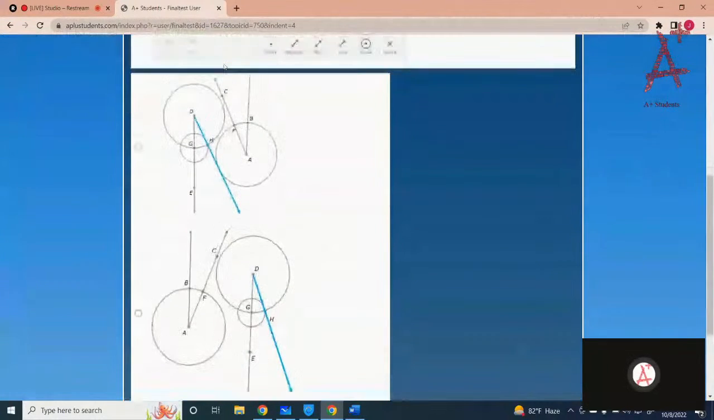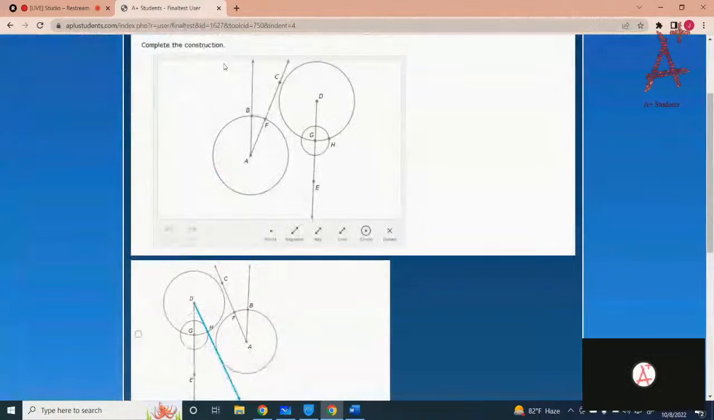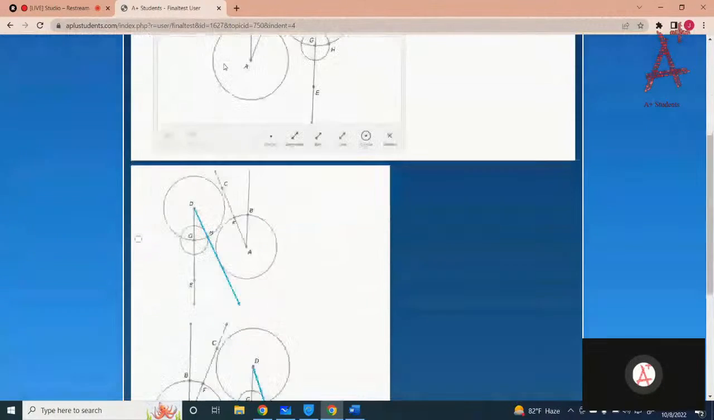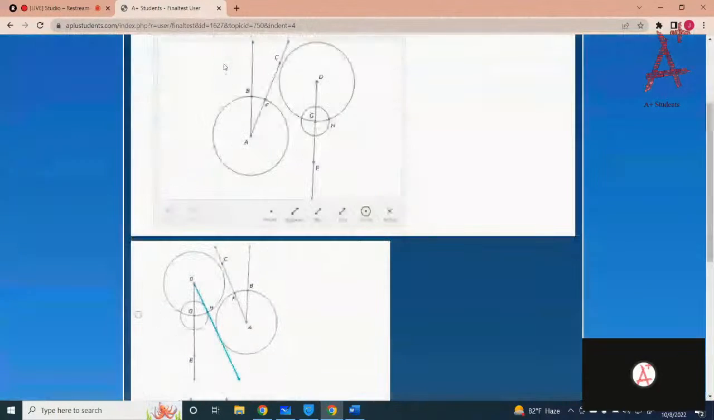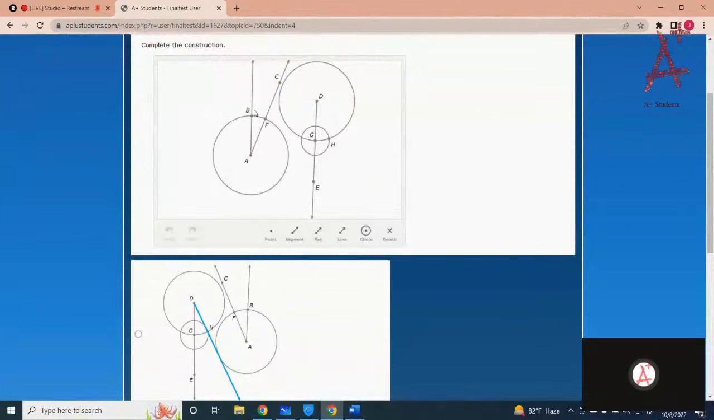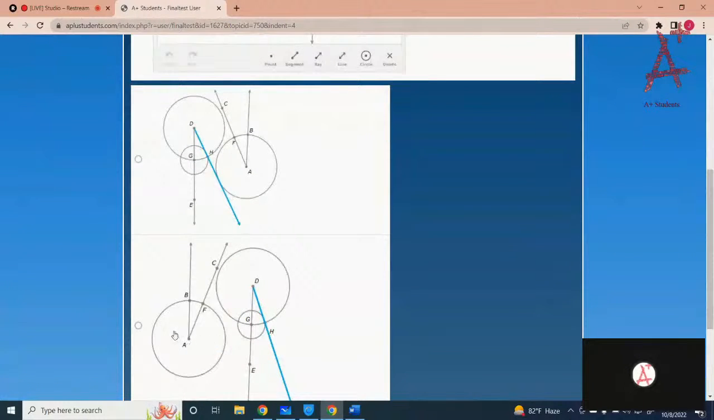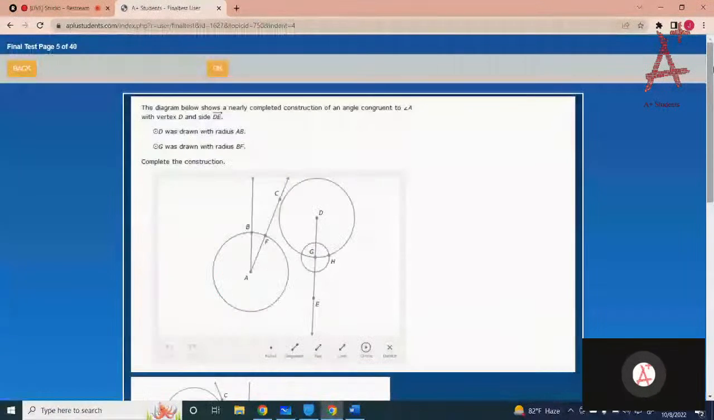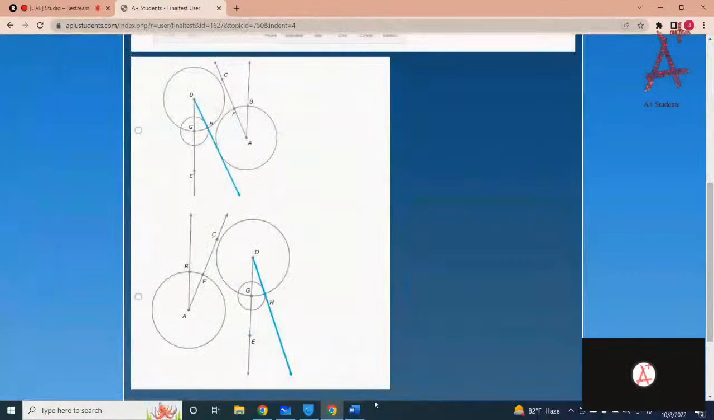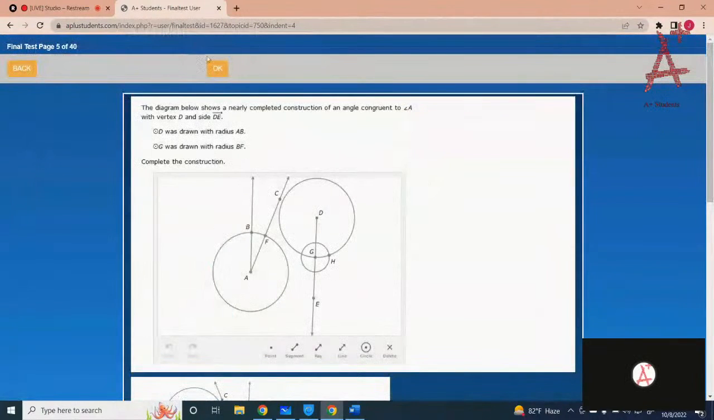So you are given two options. Just look at the original. You have the rays BAF, but in this one you don't have BAF. That means the correct option is the second one. Got it? You have to just make this line DH, because DH is not here. You just need to connect these two points, D and H. Got it? So select the correct option, this one, and click on the OK button.